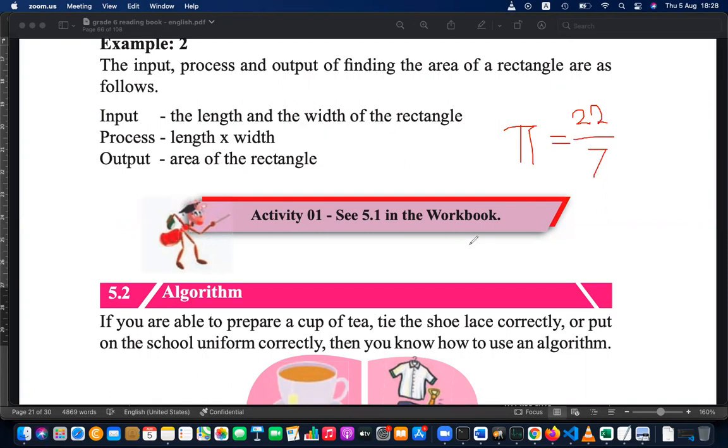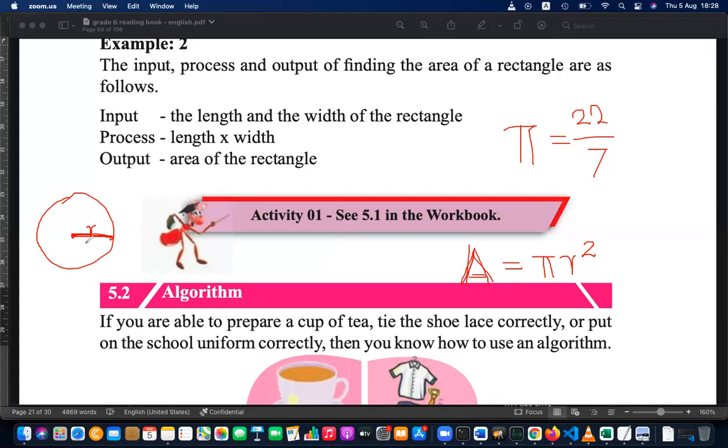And the area of a circle, if it is A, we can say A equals pi r squared, where r is the radius of the particular circle. Radius means the distance from the center to the border. If you know the radius, to find the area of the circle we can use this equation, pi r squared. Okay, so I'll give you a small example.